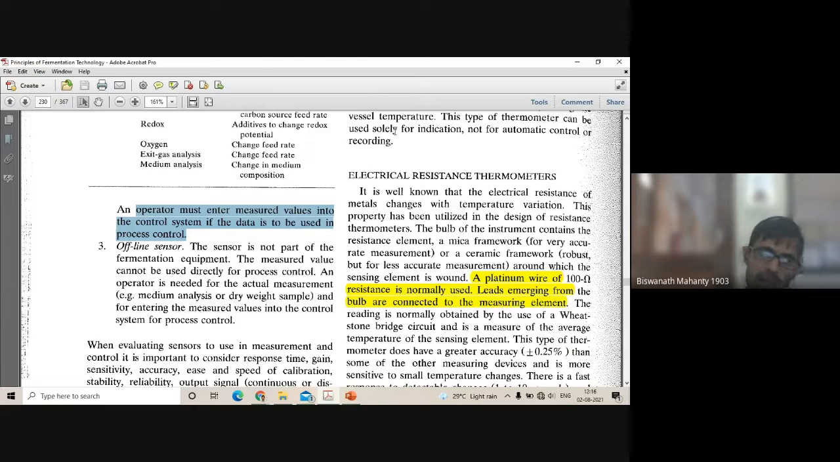Offline is actually outside. We are going to measure some cell dry weight. We are going to measure some glucose concentration in your fermentation media. If these kinds of approaches are there, these are going to be offline measurements, or an offline sensor can be utilized. So basically these are the sensor components.